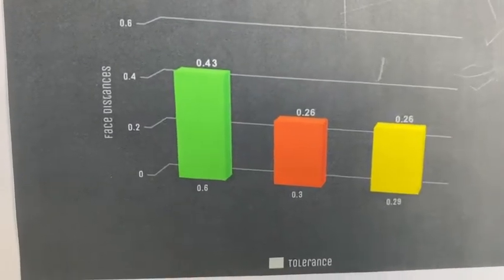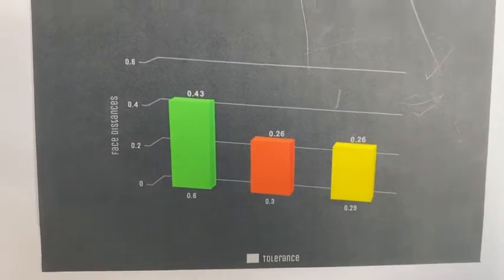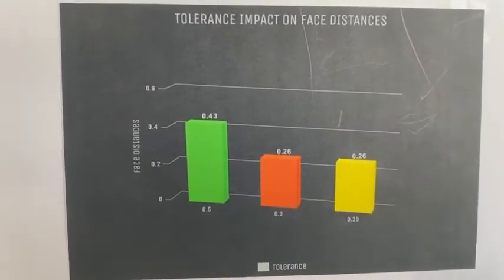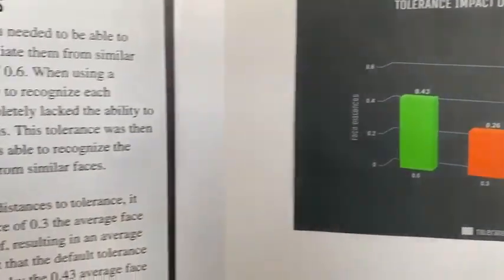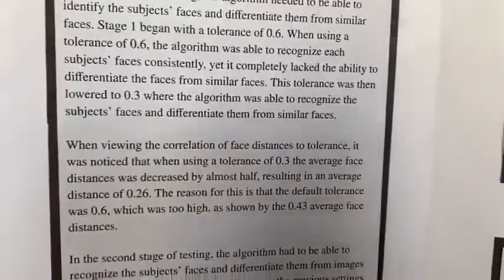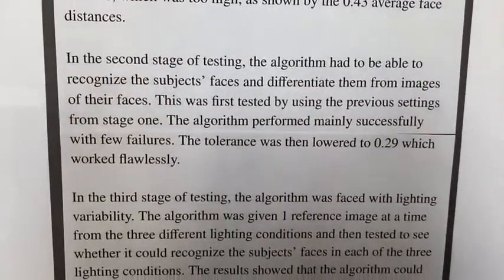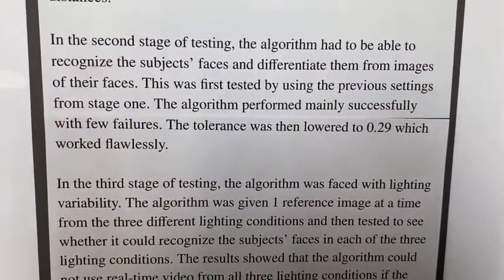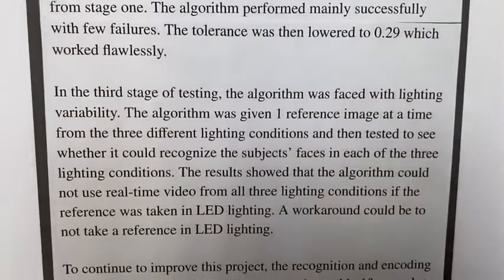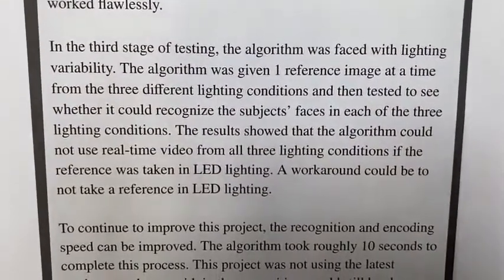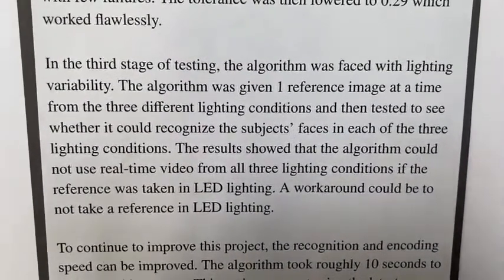The reason for this is that the default tolerance was 0.6, which was too high, as shown by the 0.43 average face distances. In the second stage of testing, the previous settings were used. The algorithm performed mainly successfully with few failures. The tolerance was then lowered to 0.29, which worked flawlessly. In the third stage of testing, the results suggested that the algorithm could not use real-time video from all 3 lighting conditions if the reference was taken in and only in LED lighting.